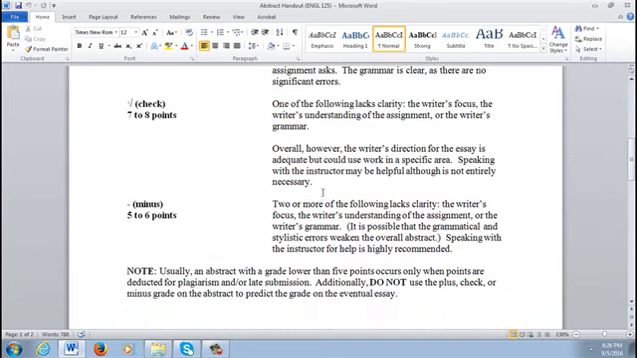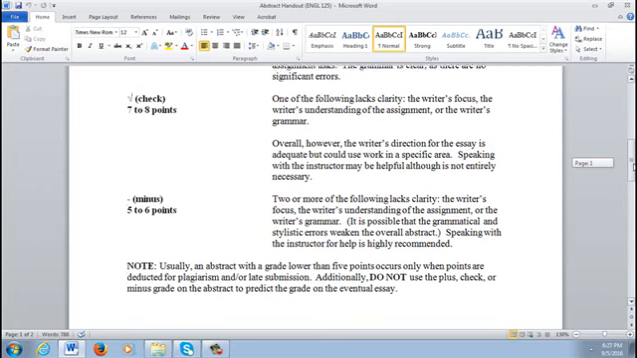And then finally, with a minus, two or more of those questions mentioned earlier lack clarity, or would not be considered clear in response to the question. It could also be a grammatical and stylistic issue. It could be that there are so many concerns that it would bring the grade down. And also, when someone earns a minus, contacting the instructor is highly recommended.